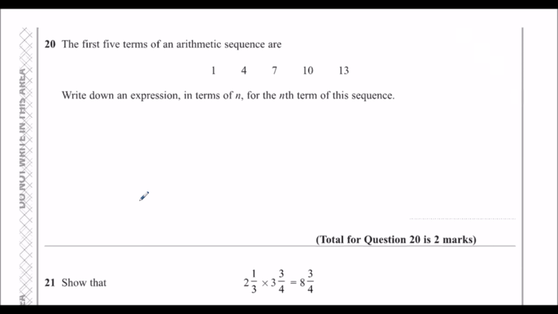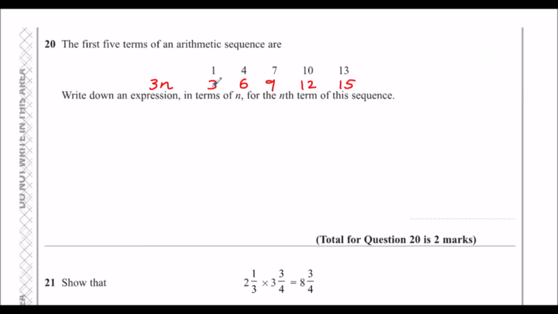Question 20. The first 5 terms of an arithmetic sequence are 1, 4, 7, 10, 13. Write down an expression in terms of n for the nth term. So we're going up in threes every time. From 1 to 4 is going up by 3. From 4 to 7 is up by 3 again. So it's like the 3 times table. And the 3 times table in terms of n is 3n.